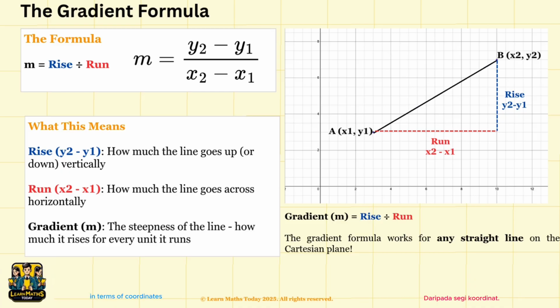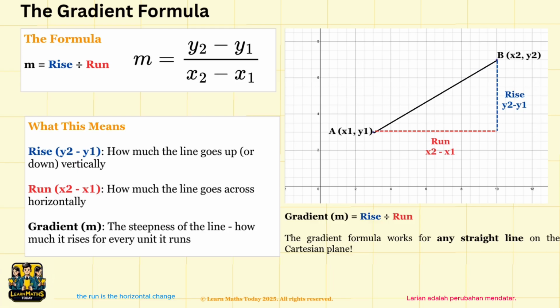In terms of coordinates, if you have any two distinct points on a straight line, let's call them point A, (x1, y1), and point B, (x2, y2), we can calculate the rise and run using their coordinates. The rise is the vertical change, which we find by subtracting the y coordinates, y2 minus y1. This tells you precisely how many units the line has gone up or down vertically from point A to point B.